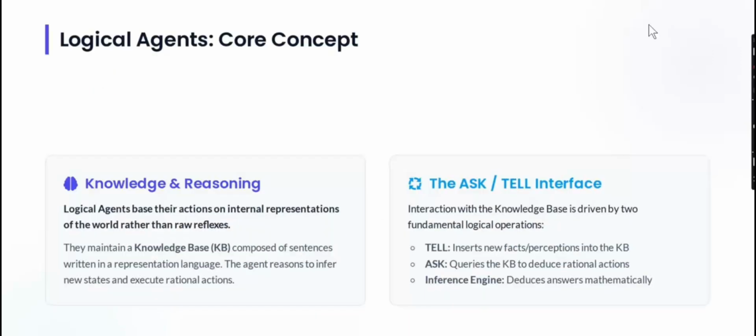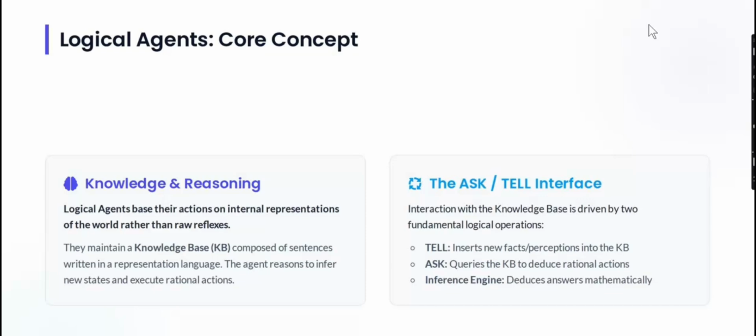Logical agents. Think of a logical agent as a smart computer program. Unlike simple programs that just follow rigid steps, a logical agent has a brain called a knowledge base. It stores facts and rules. When it faces a new situation, it uses logic to figure out the best action to take rather than just guessing. Over here, we can see that the interaction with the knowledge base is driven by two fundamental logical operations. The tell operation inserts new facts or perceptions into the knowledge base, and the ask operation queries the knowledge base to deduce rational actions.